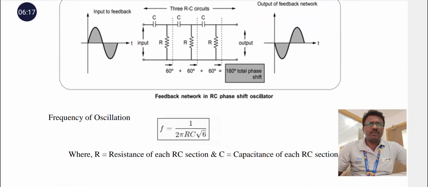Amplifier phase shift is equal to 180 degrees, RC feedback network phase shift is 180 degrees. So the total phase shift is 360 degrees, which satisfies the Barkhausen criterion. So this is why RC sections are used in RC phase shift oscillators.